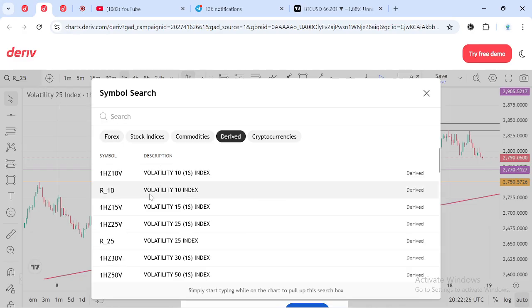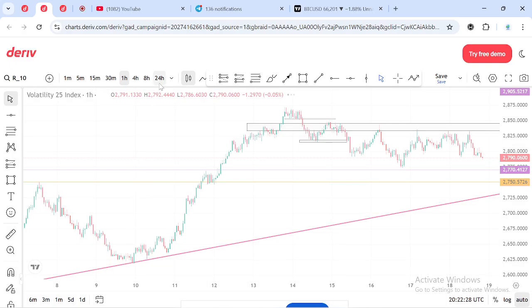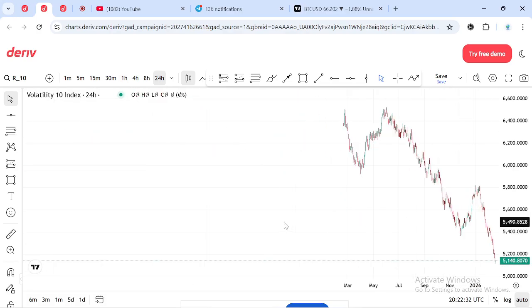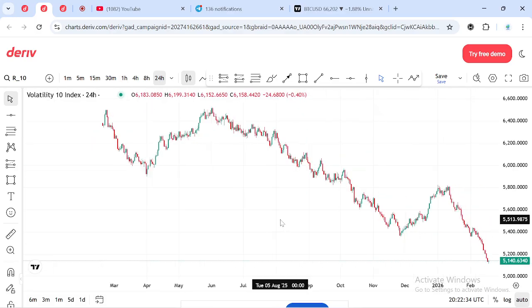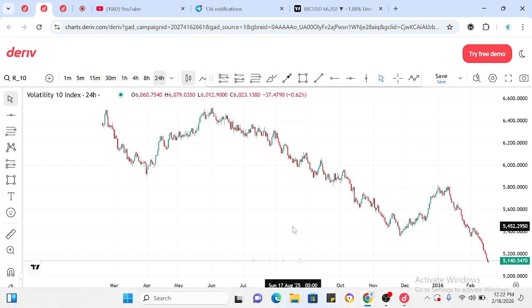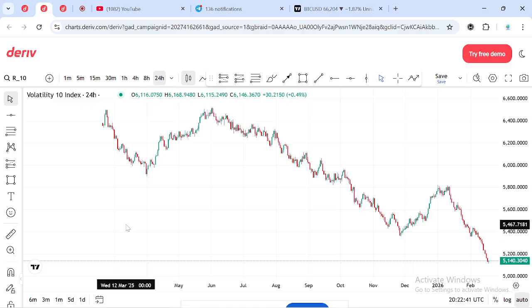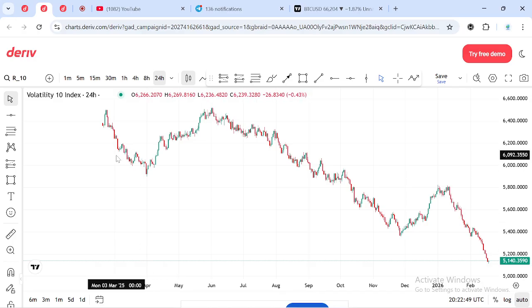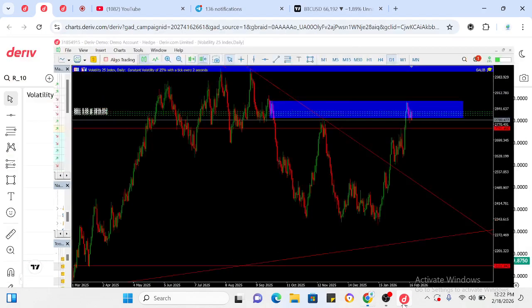So let's look at volatility 10 and see what we can be expecting on volatility 10. First of all, one thing you must know is I love trading this pair a lot. Volatility 25, volatility 10, I just love those two pairs. I love them a lot.